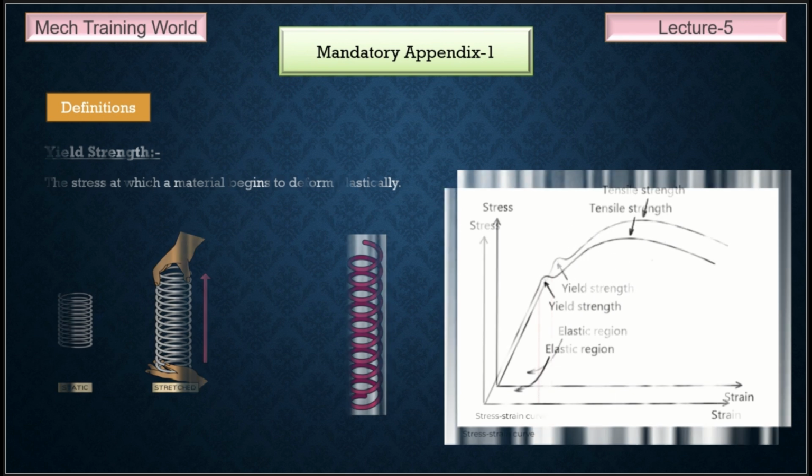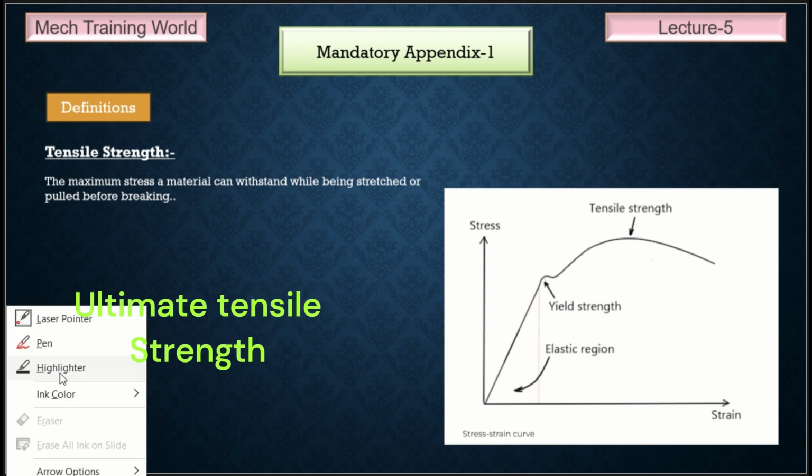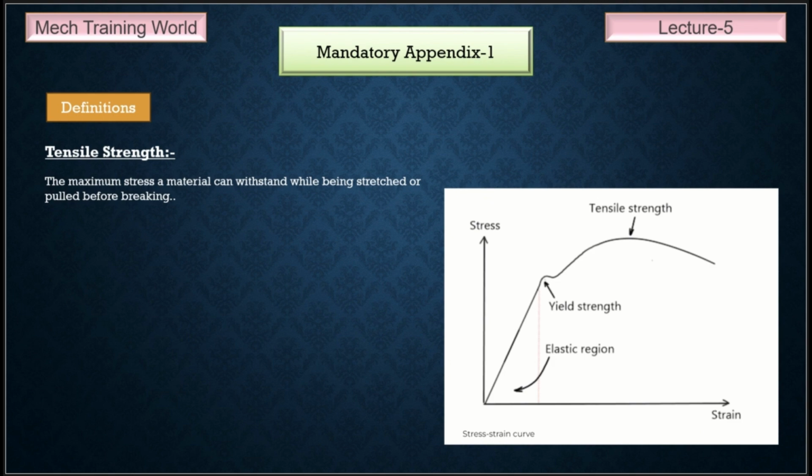and it's no longer safe for use in precise applications. And the next one is tensile strength, guys. It is the maximum stress a material can withstand while being stretched or pulled before breaking. If you observe a stress-strain curve, it is the peak point. It is the peak point, guys.